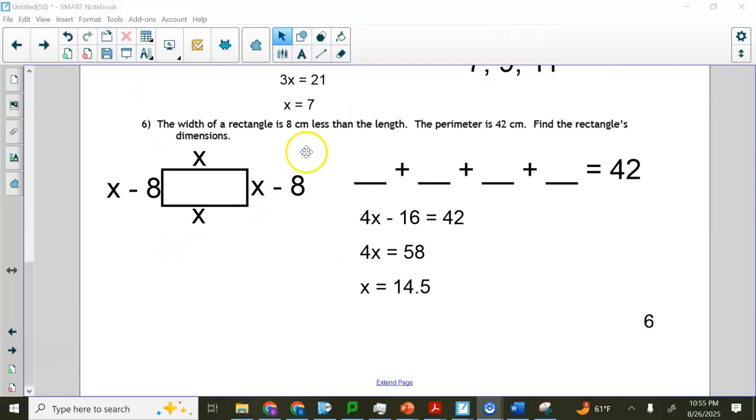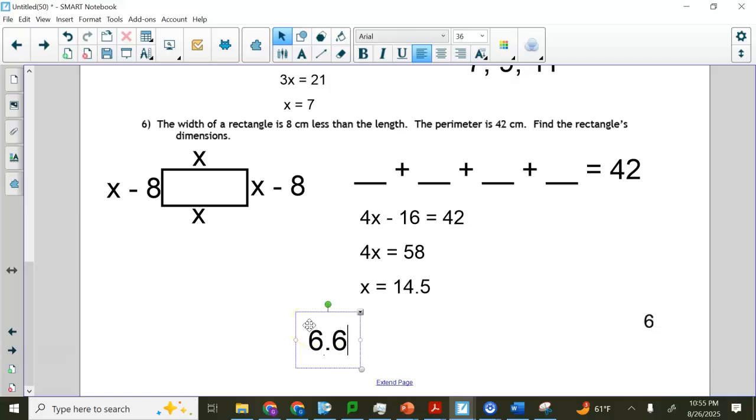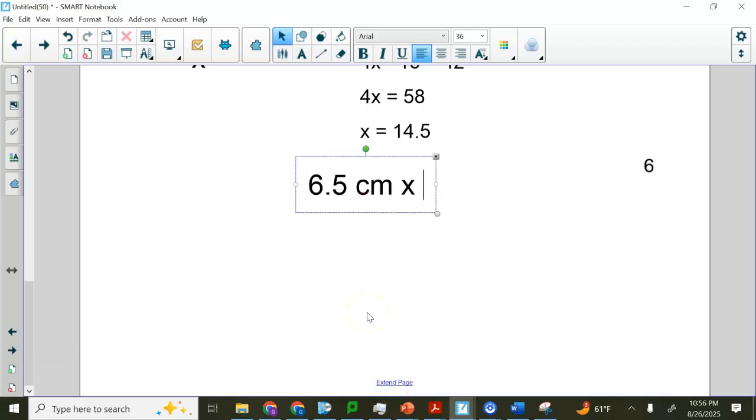All right, if you fill in all the sides, so we have x minus 8, plus x minus 8 equals 42. And add like terms, x plus x plus x plus x. We have 4x minus 16 equals 42. And then just do the algebra there, add the 16, divide by 4, and we get x to be 14.5. So what are the dimensions of our rectangle? So that's the bigger side. The shorter side would be whatever 14.5 minus 8 is. So your dimensions would be 6.5 centimeters by 14.5 centimeters.